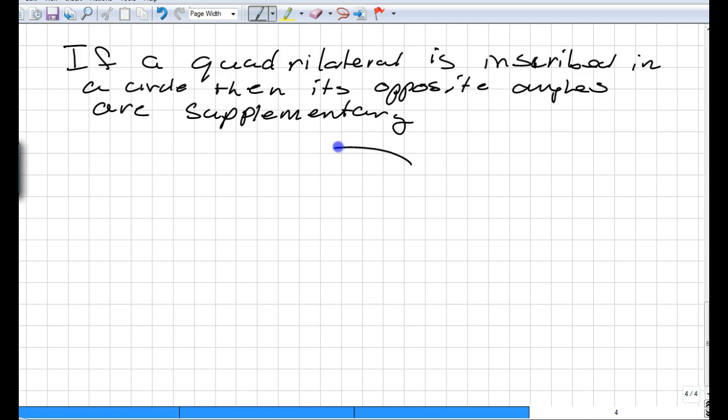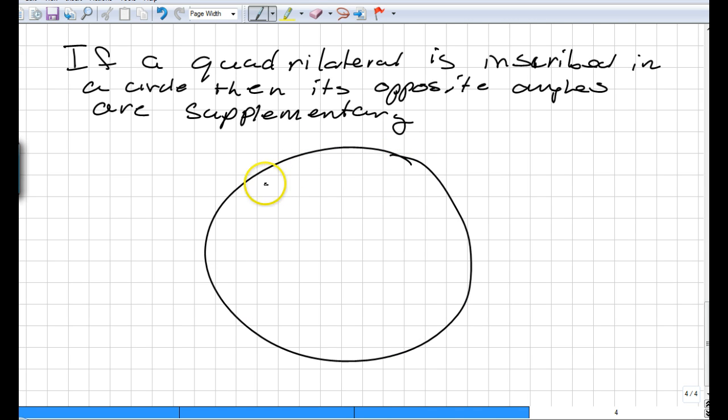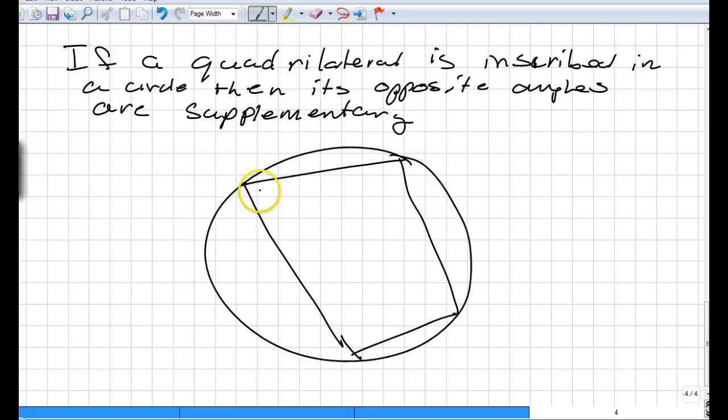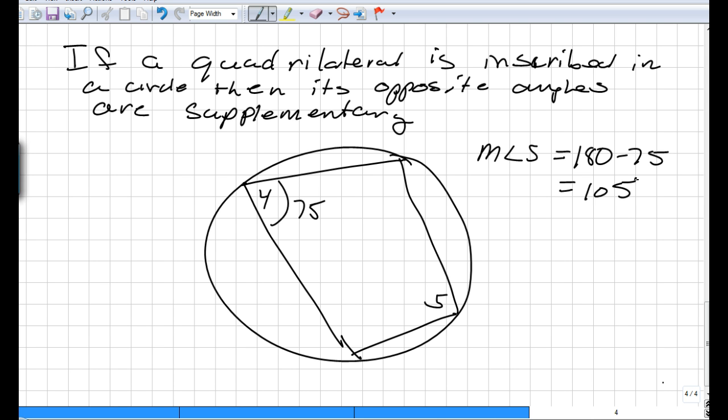Okay, so if we have a circle and we have some kind of quadrilateral inscribed in that circle, and let's say this is angle 4 and this is angle 5, and we know angle 4 is 75 degrees, then angle 5, this corollary says measure of angle 5 has to equal 180 minus 75, or in other words, they're supplementary, so it has to be 105, okay?